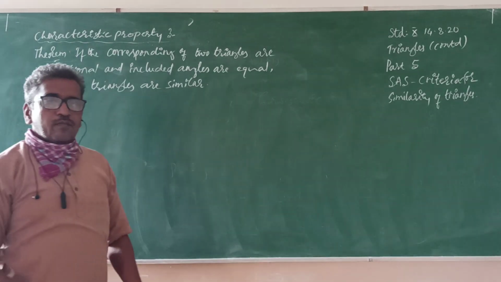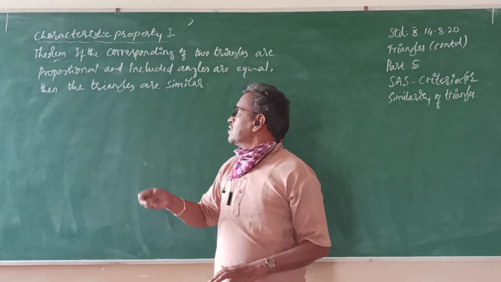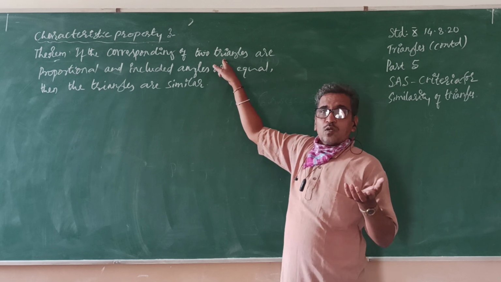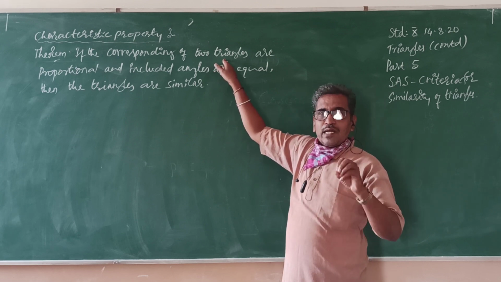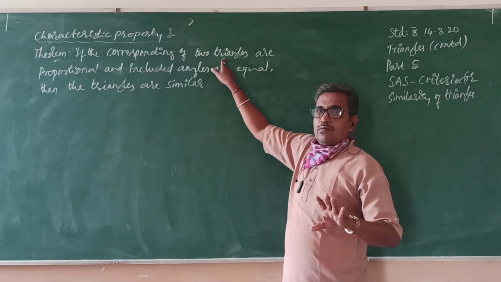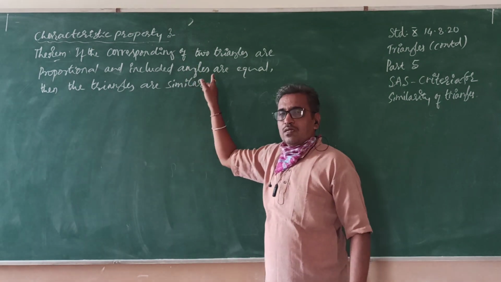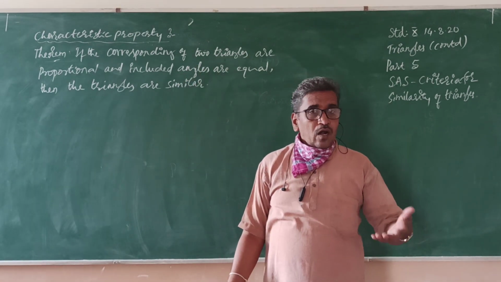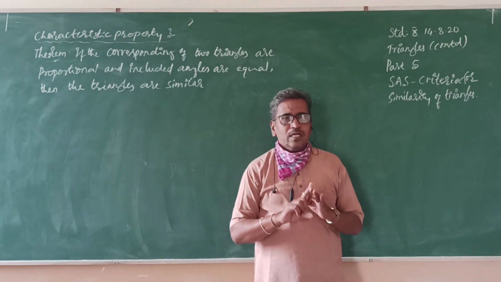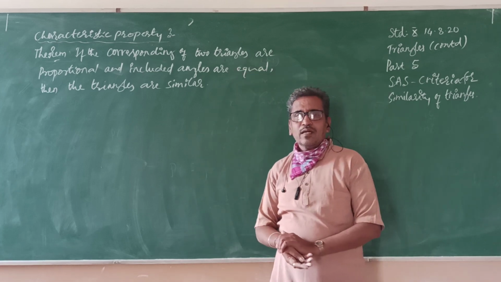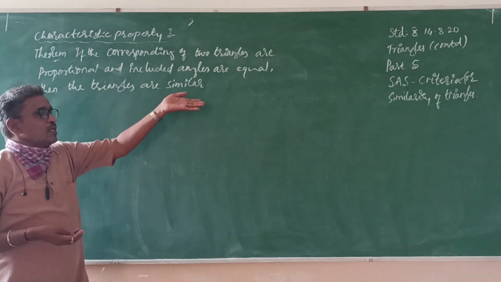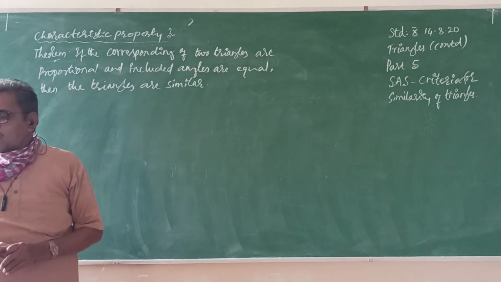In the statement, if the corresponding sides of two triangles are proportional and included angles are equal, be very careful: the two triangles are similar, not equal, similar. Already we defined that sides are in proportion. The second condition is that angles are equal. When these two properties are satisfied, we say that the two triangles are similar, and this property is said to be the SAS criteria for similarity of two triangles.